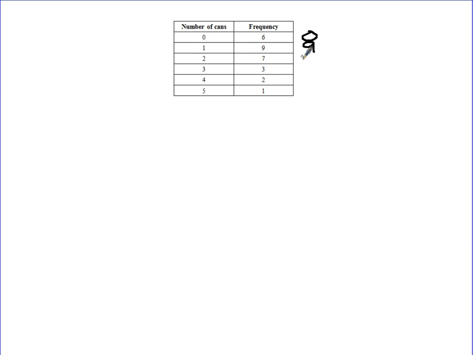2 times 7, which is 14. 3 times 3, which is 9. 4 times 2, which is 8, and then 5 times 1, which is 5. You add them together, so that's 18, 28, 32, 40, 45, and that's the total number of cans that they drank.